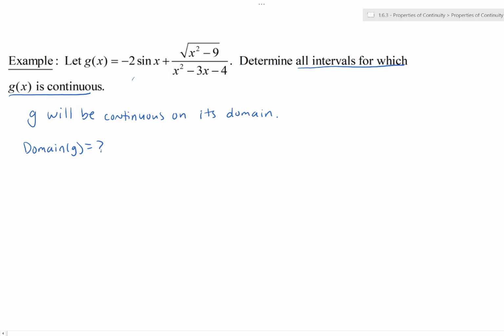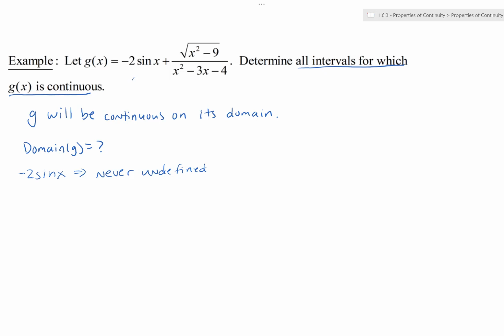Well, the different pieces of the puzzle here. First of all, the negative 2 times sine x. Negative 2 times sine x, well, that's never undefined, right? Because it's a sinusoidal function, always defined. So that doesn't play a role in the domain here for this entirety of g of x.